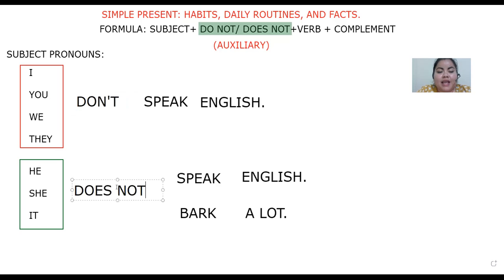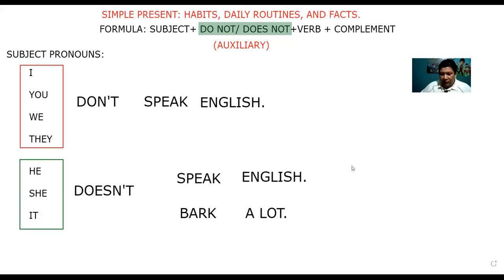Okay, very good. Then I have here, I don't speak English. You don't speak English, and so on. And here, doesn't. The pronunciation is doesn't. It's not doesn't, no, doesn't. Así, suavecito. Escuchen, doesn't. Exactly, very good. That's the pronunciation. And that will be the negative form. Okay? In the contracted way. Esta es la forma contractada del simple present. ¿Entendemos esta forma en estos momentos?